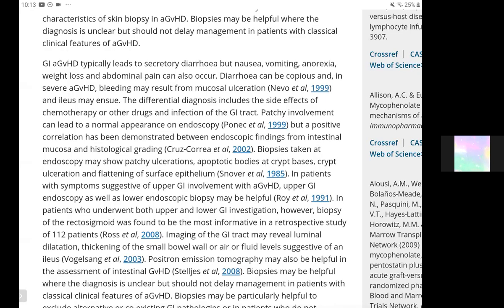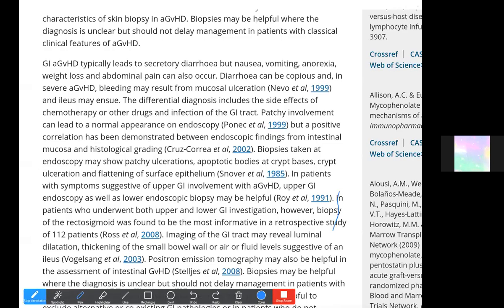And the differential diagnosis of this would then include, of course, not only the side effects of chemotherapy or drugs and infection of the GI tract, but patchy involvement can lead to a normal appearance on endoscopy. So basically, when we come to the endoscopic findings, they may be missed sometimes because they could have a normal appearance on endoscopy. But a positive correlation has been demonstrated between endoscopic findings from intestinal mucosa and histologic grading.